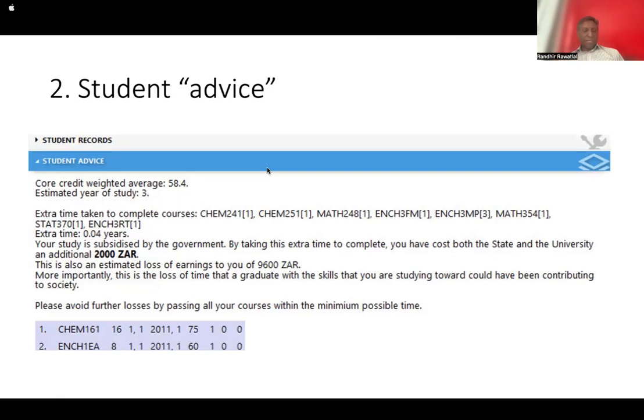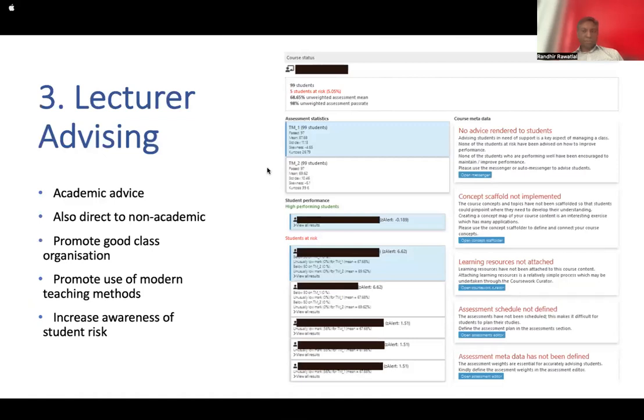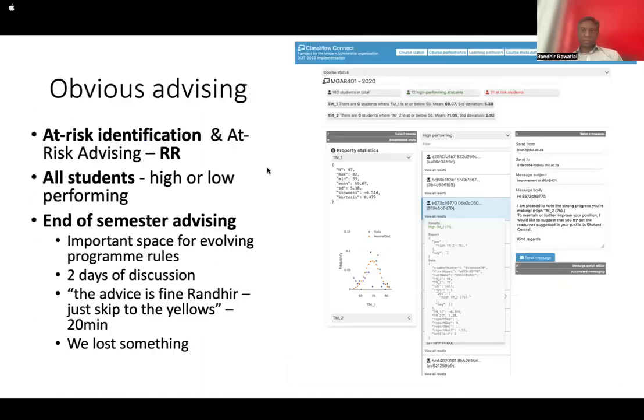So this interface, although it does make accurate statements about using real data, I think we have to consider more carefully the message that we're putting out there. At the course level, a lecturer receives advice about better management of his class, the class operations like assessments and events, as well as concept scaffolding and learning resources. We also see a note that advice has not been rendered to students and some metadata is missing. So the system can scan for the presence of such data to ease the process of running classes that have all the materials in place to properly support the students.